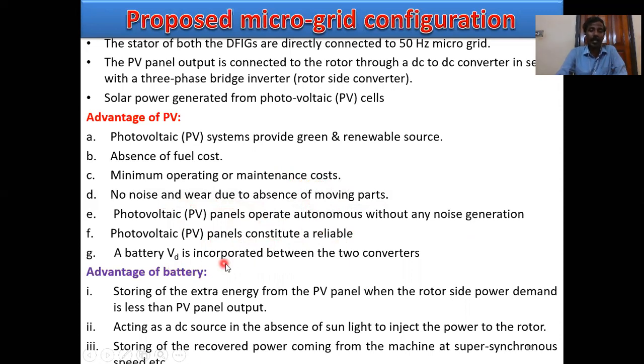A battery is incorporated between the two converters. What is the advantage of the battery? Storage of extra energy from the PV panel when the rotor side power demand is less than the PV panel output, acting as a DC source in the absence of sunlight, and storing the recovered power coming from the machines at super synchronous speed.